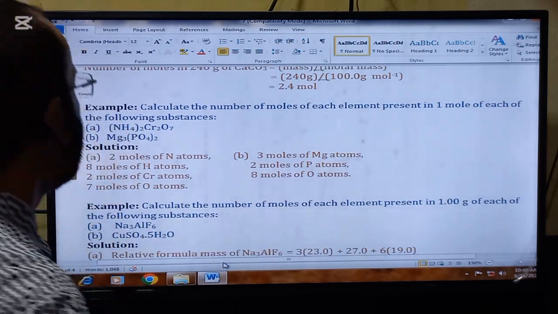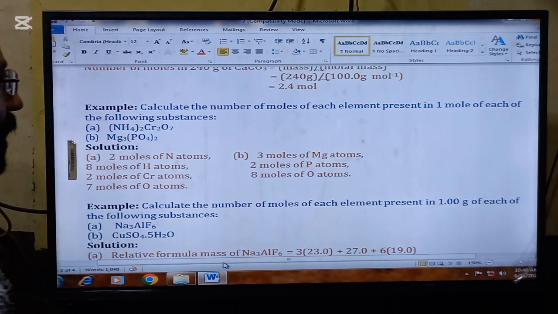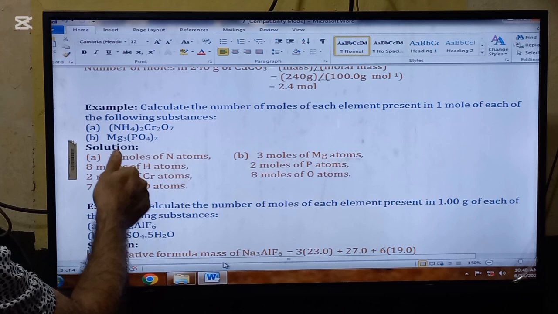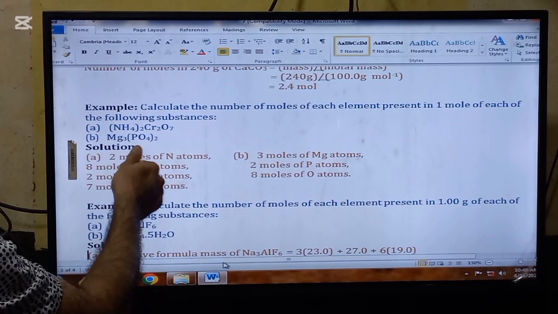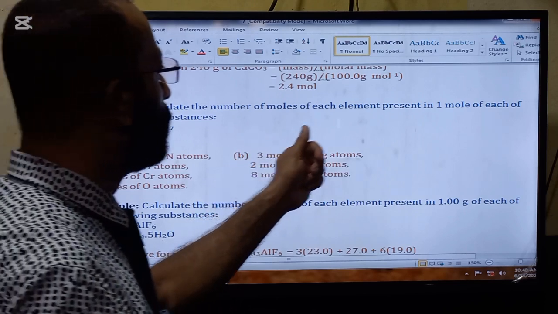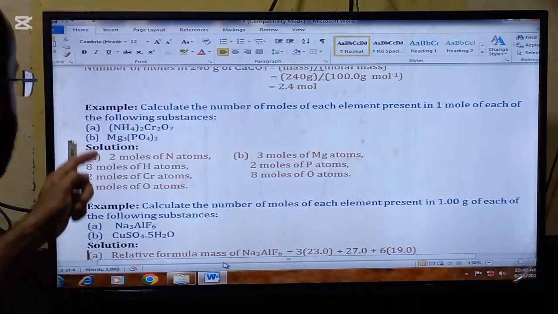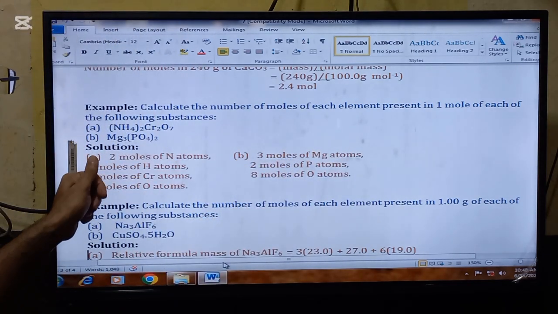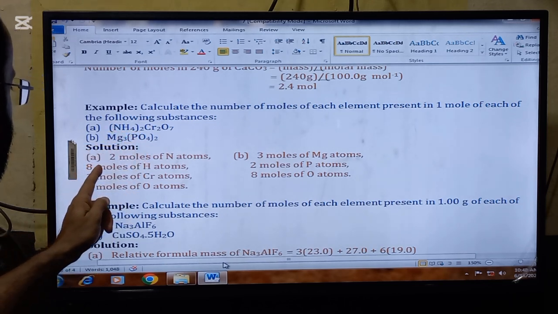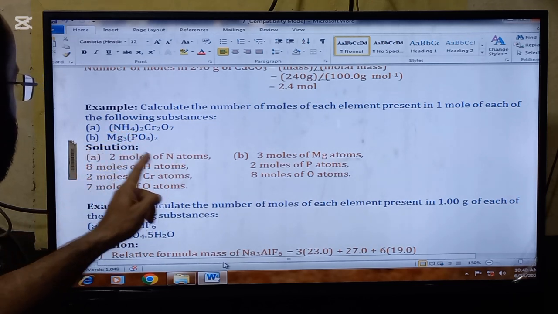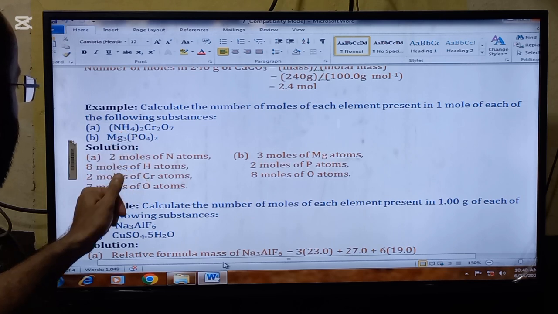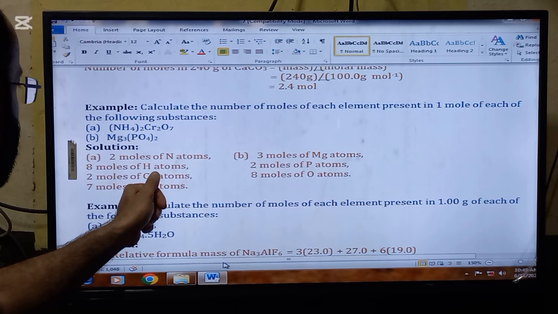Okay, here is another question. Calculate the number of moles of each element present in 1 mole of each of the following substances. So this is the substance. Two substances are given, and the requirement is the number of moles of each element. In the first substance, if you look carefully, there are 2 moles of nitrogen. So 2 moles of nitrogen, 4 twos are 8, 8 moles of hydrogen.